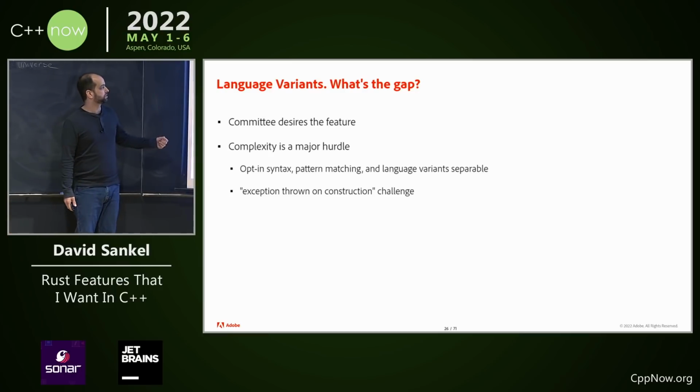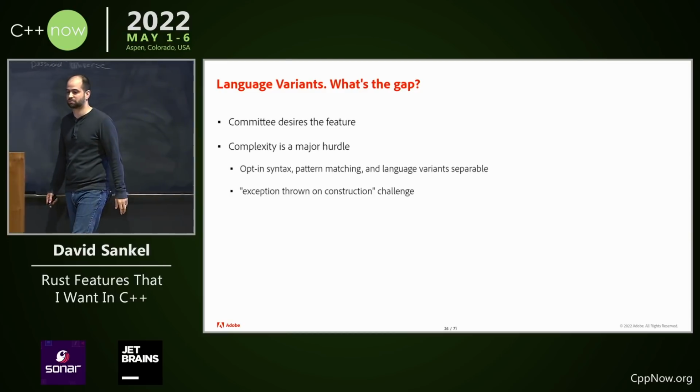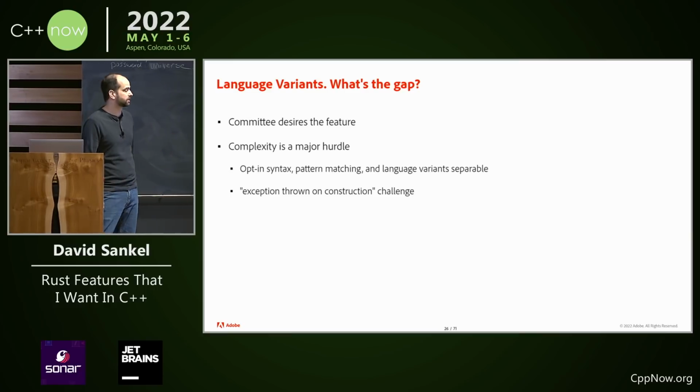One of the big issues is the exception thrown on construction piece. The same issue that we had with std variant, it also happens with a language-based variant. And I don't know how to solve this problem in a clean way. And there's probably a way, I haven't been able to figure it out, and nobody's had an idea that has been convincing yet.